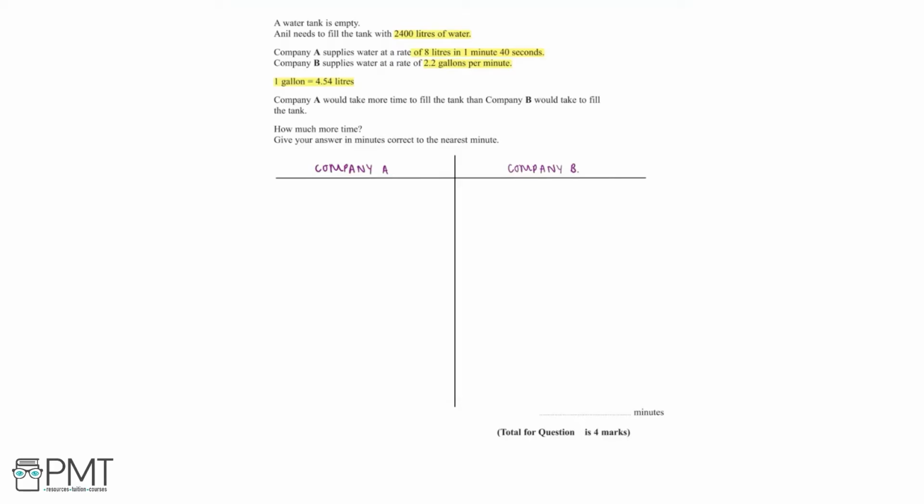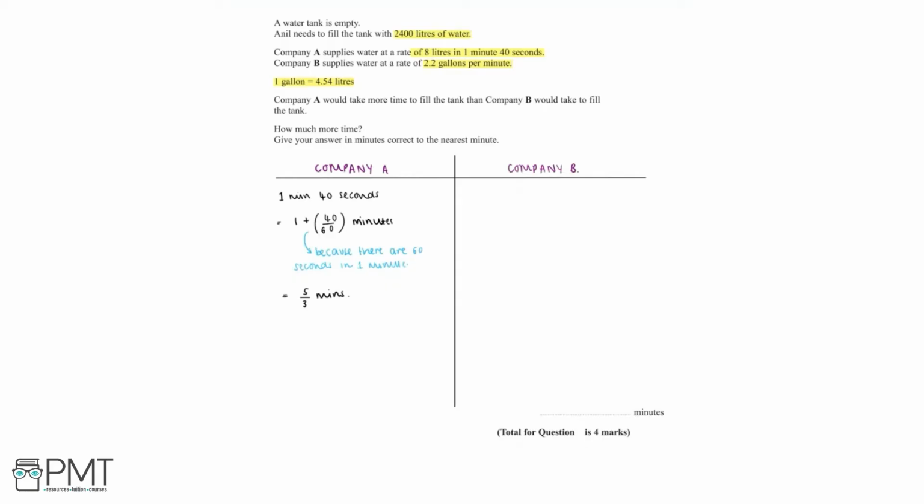Company A supplies water at a rate of 8 litres in 1 minute and 40 seconds. Now we want to convert 1 minute 40 seconds into minutes. 1 minute plus 40 seconds is equivalent to 1 minute plus 40 out of 60 minutes, because we have 40 seconds out of a total of 60 seconds in 1 minute. Now 1 plus 40 over 60 is equivalent to 1 plus 2 over 3, which is equal to 5 over 3. And so 1 minute and 40 seconds is equal to 5 over 3 minutes.